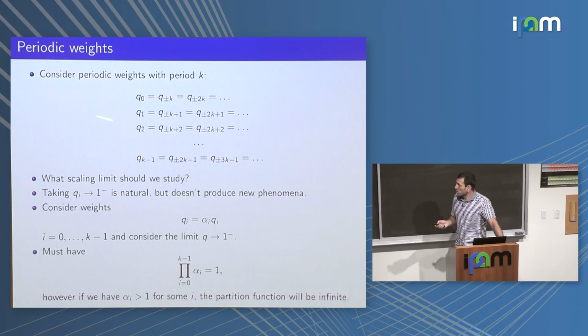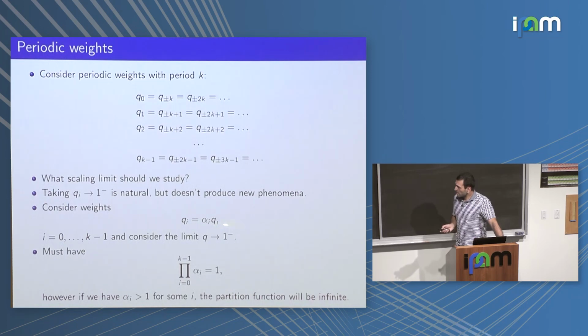So what you want to do is have some of these parameters q which are bigger than 1, some less than 1. But in order for the model to make sense still, what you should have is that their product should still be below 1. So consider things like this, where q_i is some alpha_i times q. q is a parameter between 0 and 1. And make sure that the product of these alphas is 1.